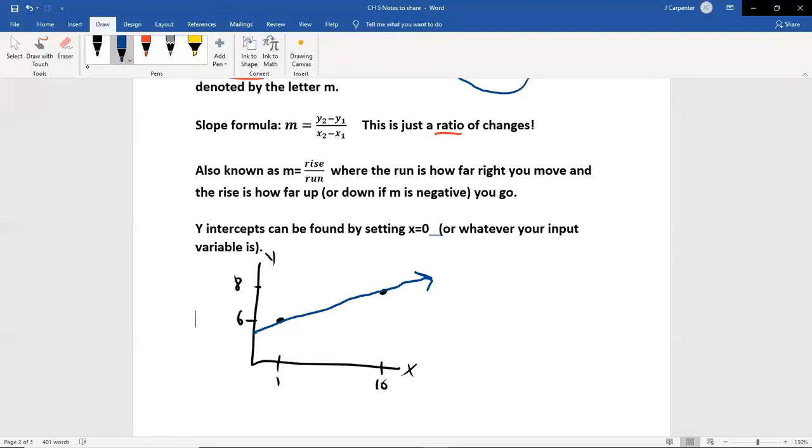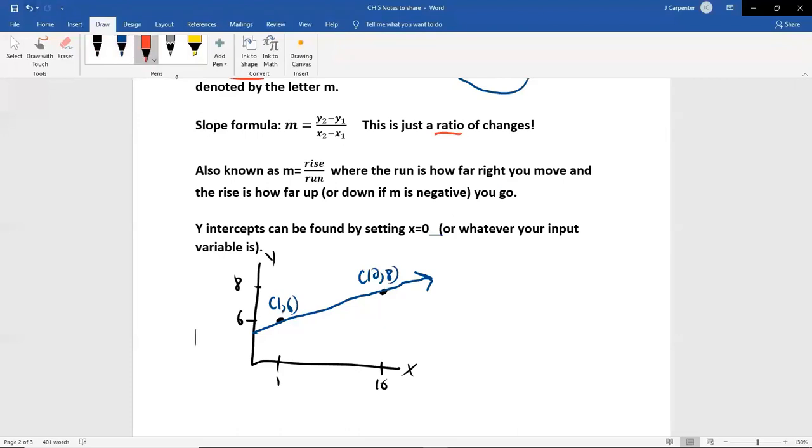But if we're talking about just a pure math problem, no real application to it, then we do tend to extend that line in both directions. All right, so I have established here that this point right here is 1, 6, because we go right 1 and up 6. This point right here is 10, 8.